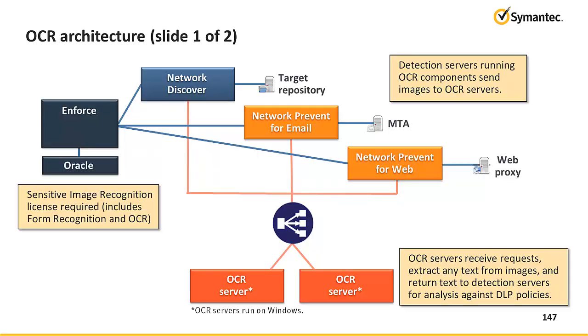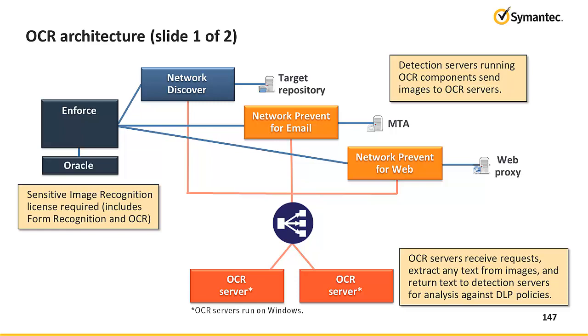Symantec DLP 15.5 requires a sensitive image recognition license, which enables both OCR and form recognition. Detection servers for the supported DLP products send OCR requests, such as images and some related information, to one or more OCR servers deployed on the network. For low-traffic environments, it is possible to send all OCR requests to a single OCR server, but for environments with heavier traffic, it is more effective to implement a bank of OCR servers to which OCR requests are distributed by a load balancer, as depicted in this figure.